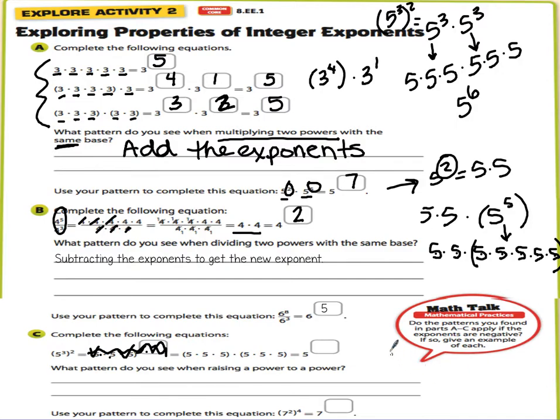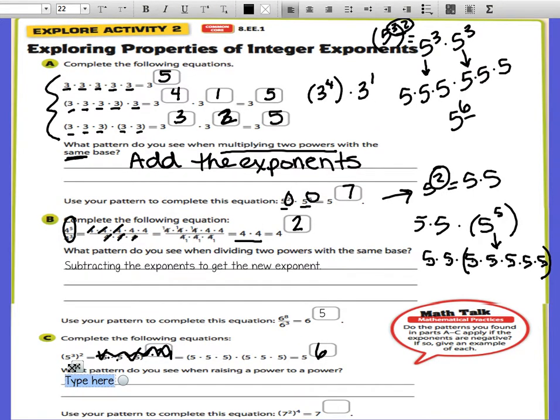What do you notice about these two exponents and your answer? Since I ended up with 5 to the 6th, I've noticed that the result is the product of the exponents. So if I multiply the exponents, I get the new exponent. If I follow that rule, here I have 7 squared to the 4th power, so I should end up getting 7 to the 8th.